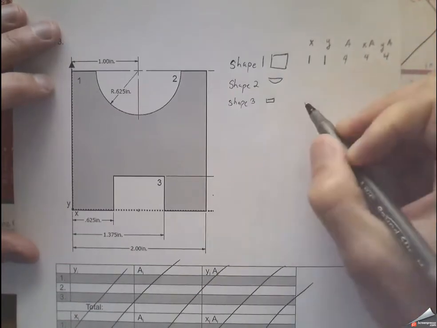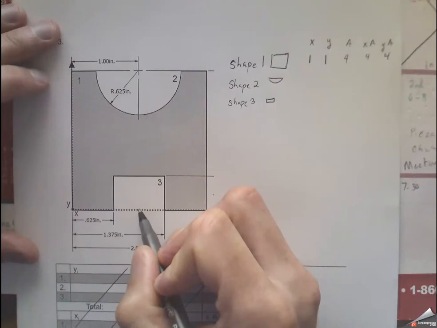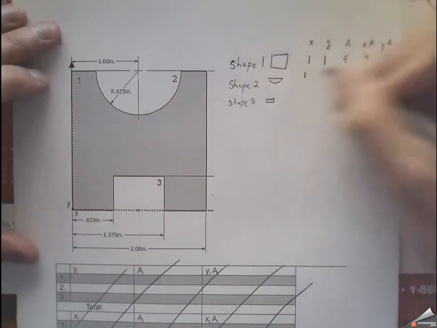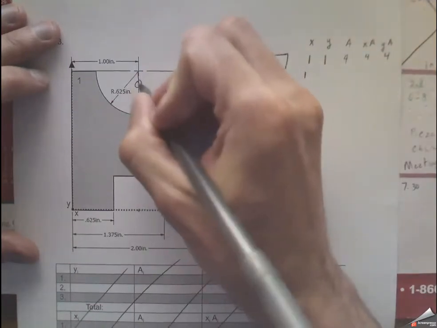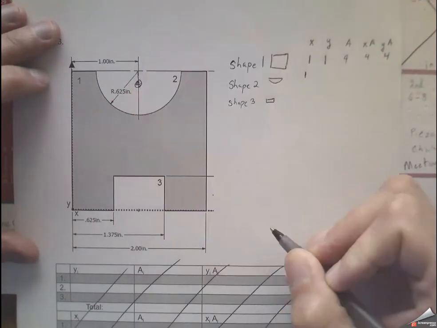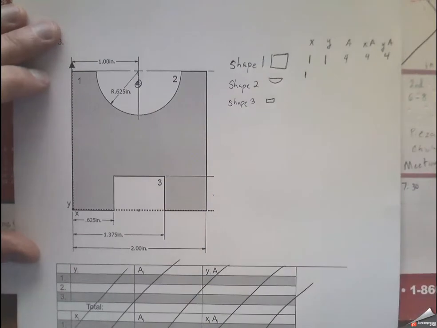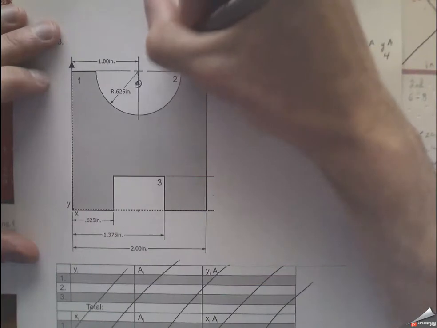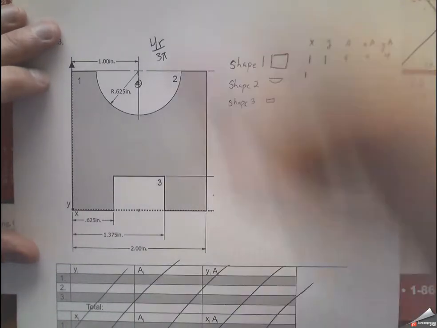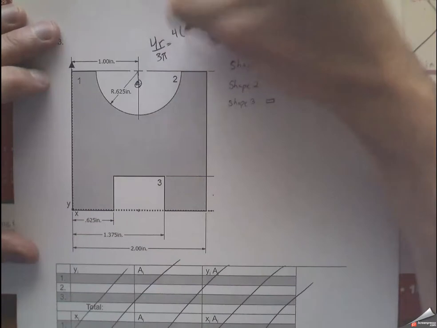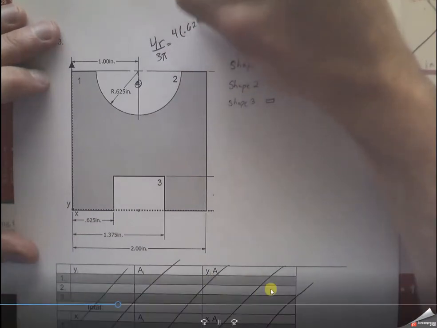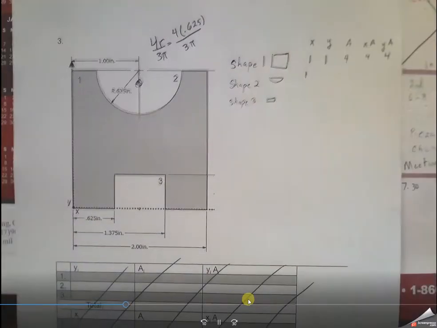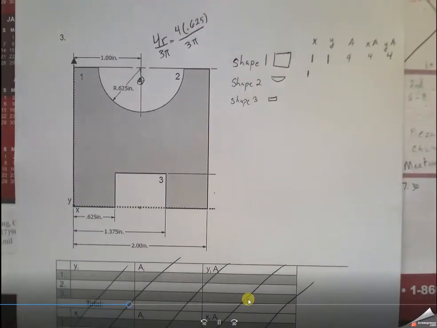Now we're going to get a little more interesting. We've got to look at the semicircle that's turned upside down here. So on that shape 2, to find the center of that semicircle, we've got to go over 1. Now we've got to come down off of the top line to find out what the middle of that piece is. So the formula is 4r over 3 pi. With the 4 over 3 pi, we've got 4 times the radius being 0.625 or 5/8 divided by 3 pi.